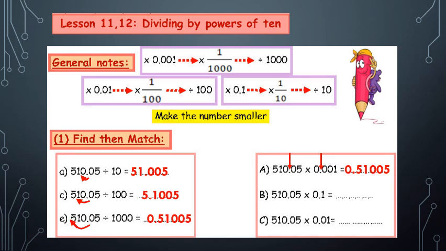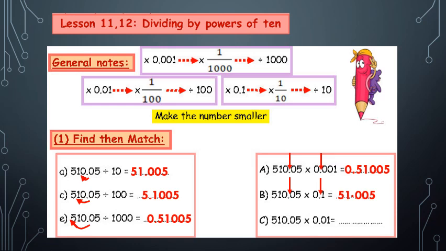Multiply 510 and 5/10 by 1/10. Ignore the point. It will be the number itself, multiplied by 1. Then put the point. I have here the point after 1 decimal number, I have here the point after 2 decimal numbers. Then put the point after 3 decimal numbers.